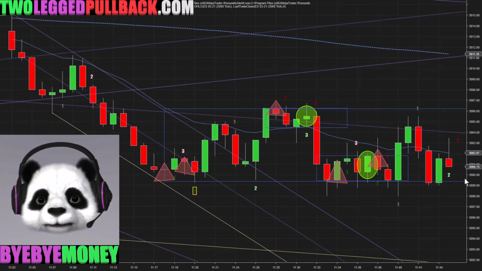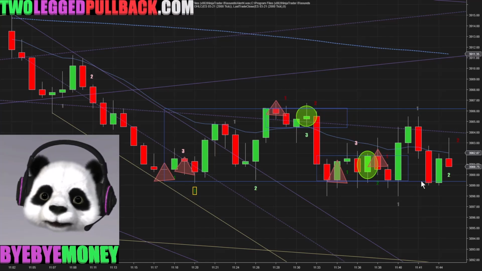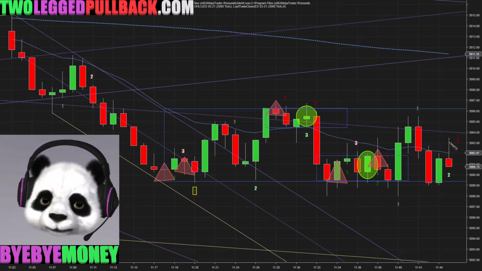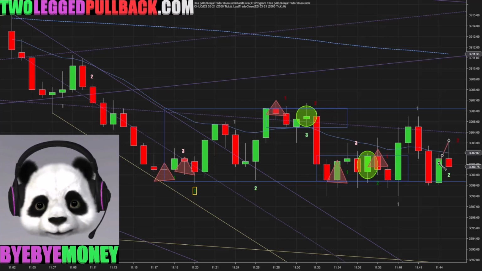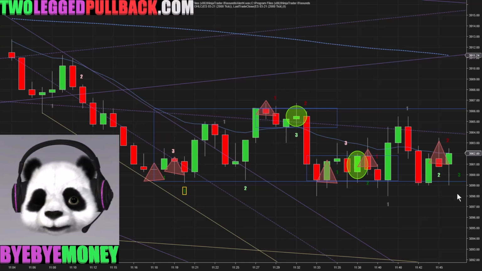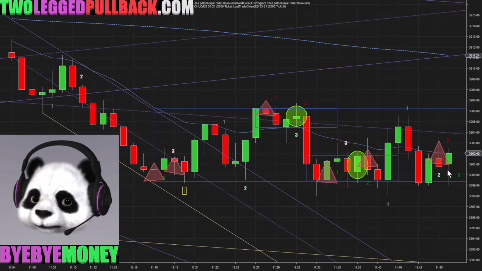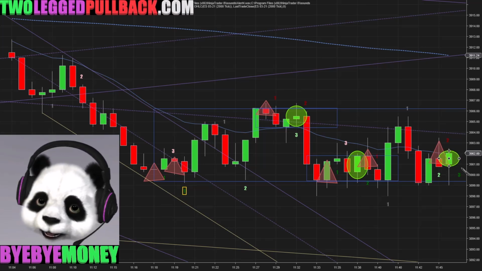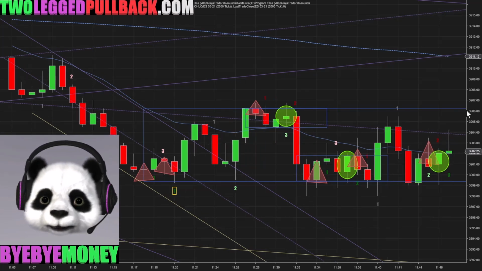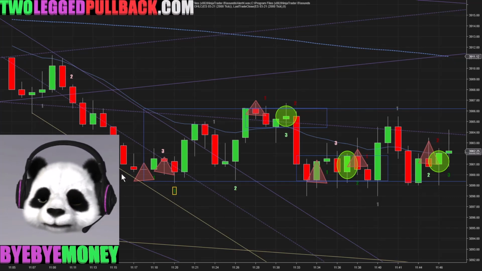And, well, okay, we have a two-legged pullback here with a lower high, downtrend, lower highs along the way, but not enough room to the bottom of this trading range, so we skip this trade. And good thing we skipped it, and we actually have a higher low now, and we're interested in this trade because we have enough room to the top of this trading range, and we can scalp out. So, good thing we recognized this trading range.